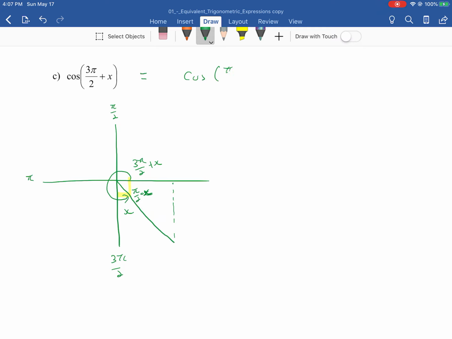Cosine of 3 pi over 2 plus x is the same as cosine of pi over 2 minus x. That's the related acute angle. And it's in the cosine quadrant, so it stays positive. Look back at my chart. Cos pi over 2 minus x is equal to sine of x, and I've simplified that thing dramatically.